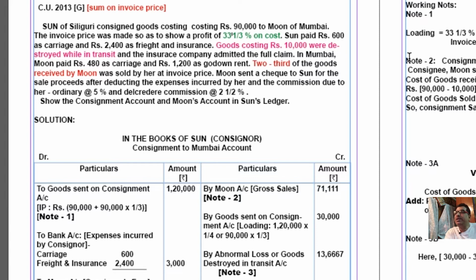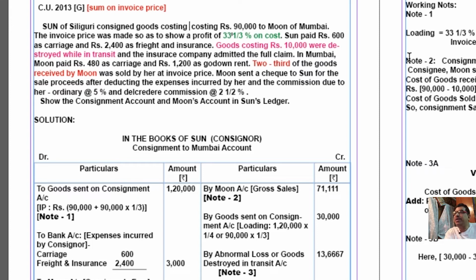Number one, who is the consignor? The person who is sending goods is called the consignor. That is, Son of Siliguri is the consignor here. And naturally the consignee here is Moon of Mumbai, because Son of Siliguri is consigning goods to Moon of Mumbai. How much? The units are absent. Only the amount of the goods is given. Therefore, it is becoming more complicated.